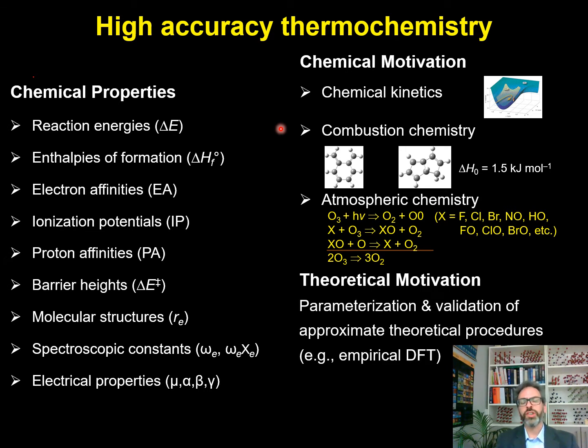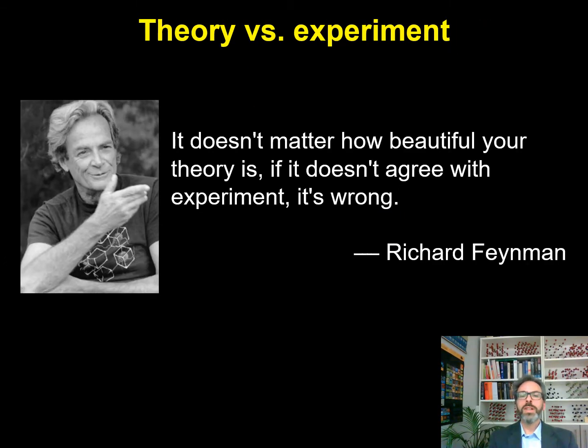A theoretical motivation for using composite ab initio methods is for calculating highly accurate chemical properties for the parameterization of more approximate theoretical procedures, most notably for the development of better and more accurate density functional methods. It's always good to have a slide with a Feynman quote in any scientific presentation, so here's mine. It doesn't matter how beautiful your theory is, if it doesn't agree with experiment, it's wrong. And I imagine that Feynman was implying the word reliable here as well.